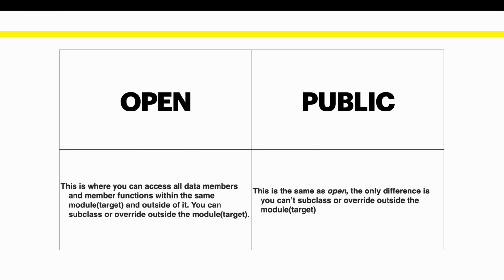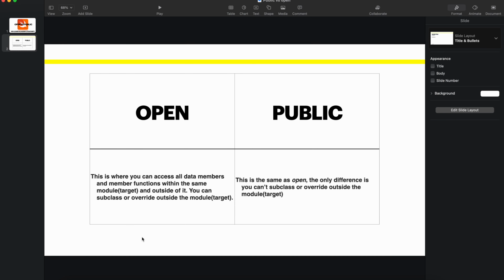open classes. And public is the same as open. The only difference is that we can't subclass or override outside the module or the target. So if the class is defined as public in another target, then we can't subclass it in our other target. So this is the basic theoretical difference that we are getting here. Now let's move into the practical example of it.